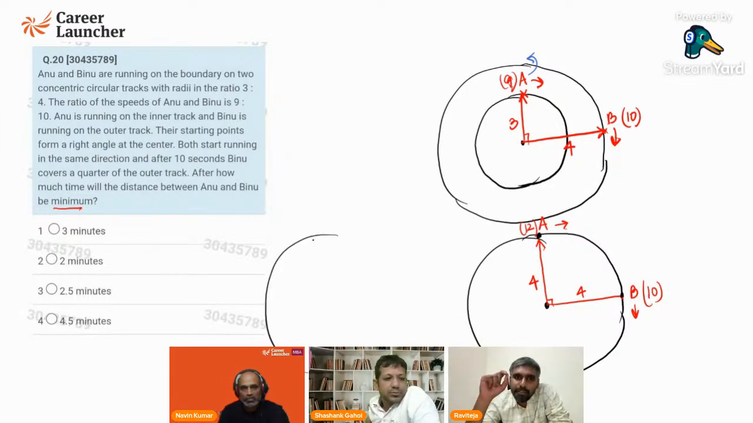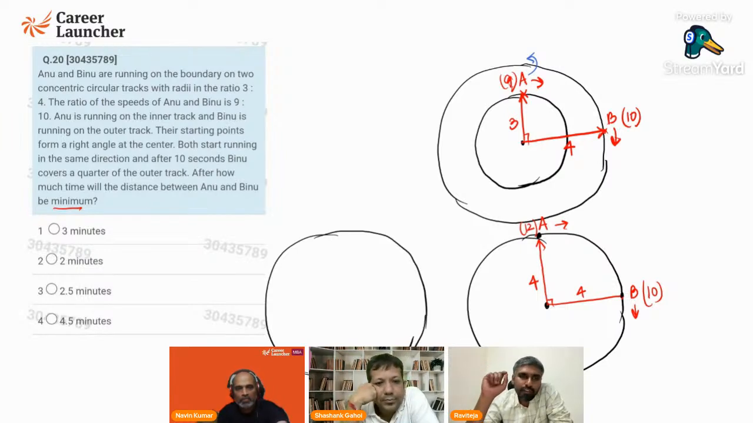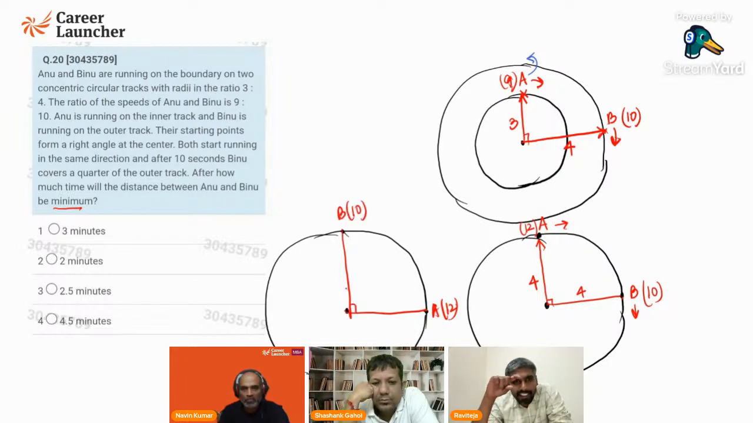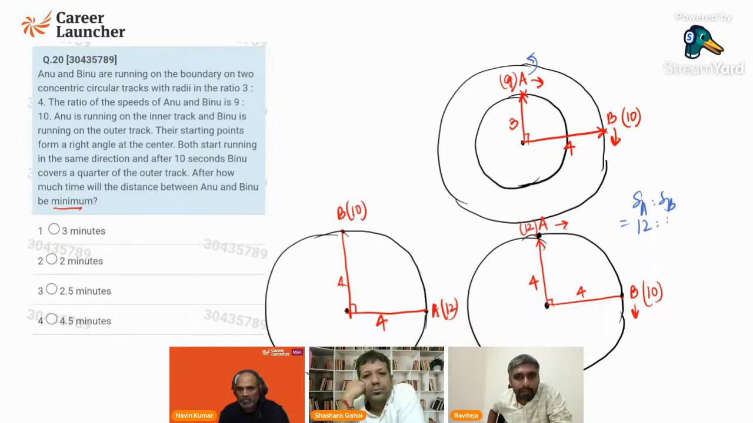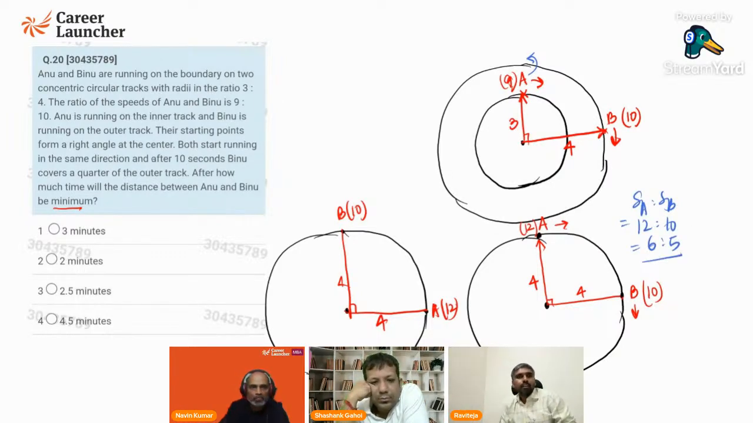Now the ratio of their speeds is 6 is to 5. That is what we know. And both of them are running in the same direction. So if the ratio of their speeds is 6 is to 5, and Binu covers 1 quarter in 10 seconds, and the distance between them itself is 1 quarter, Anu will have to cover 1 quarter more than Binu covered.